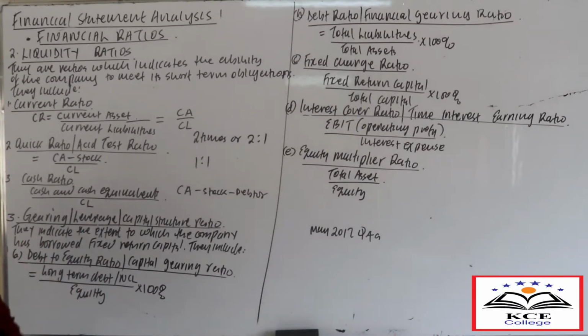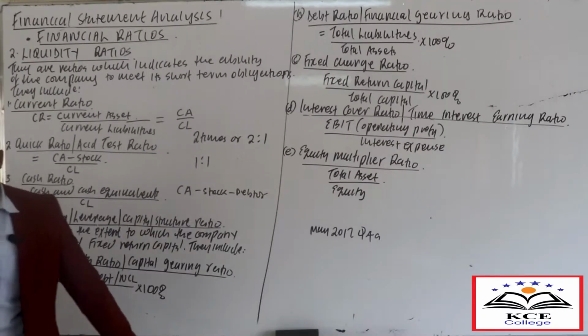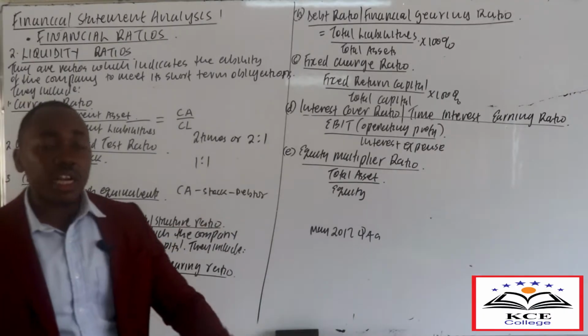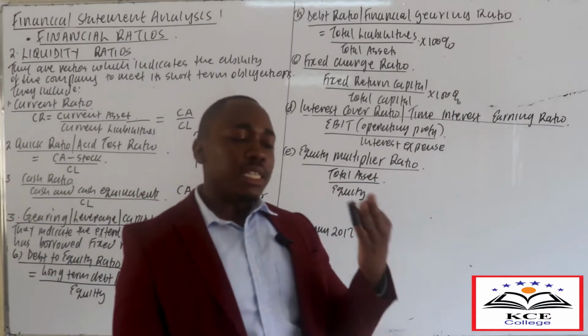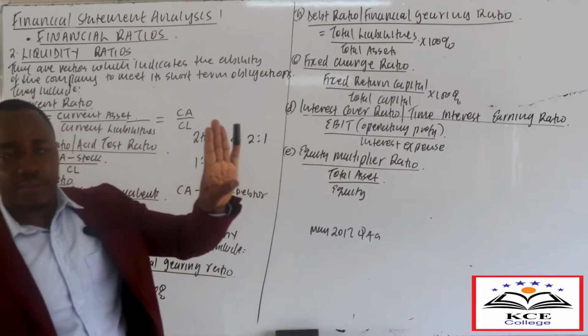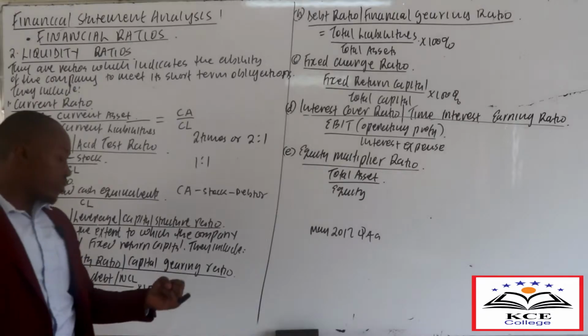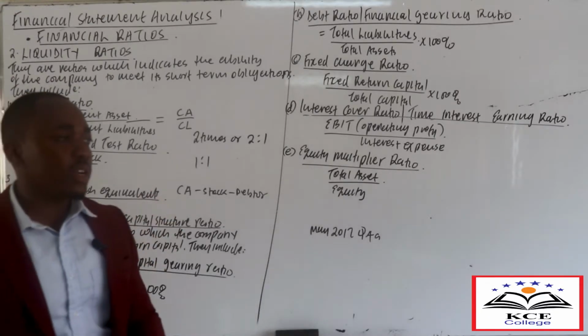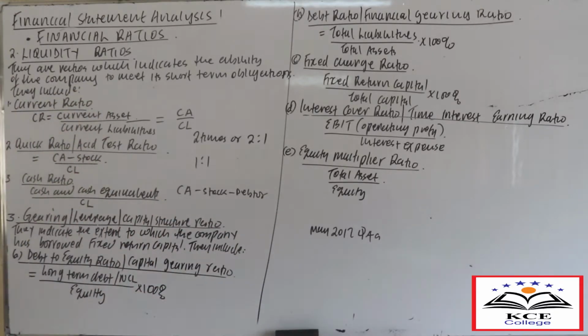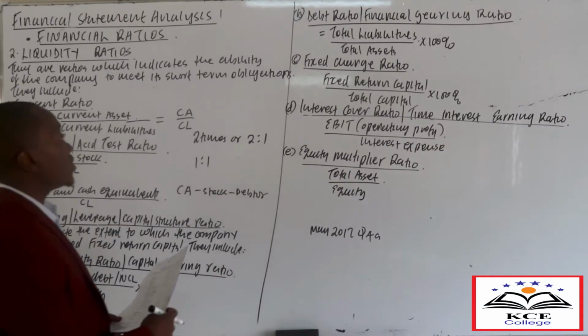How do we get the debt to equity ratio? You take the long-term debt, that's the non-current liability, then you divide by the equity and multiply by 100%. And how do you get the equity? Equity is the ordinary share capital, share premium, retained earnings, and any other reserve, but not the preferred share. That's how you get the debt to equity ratio.